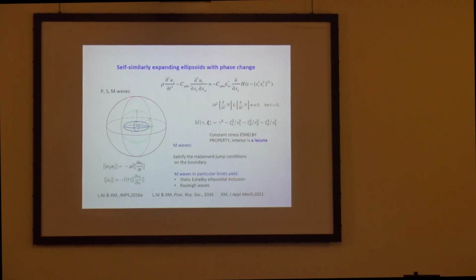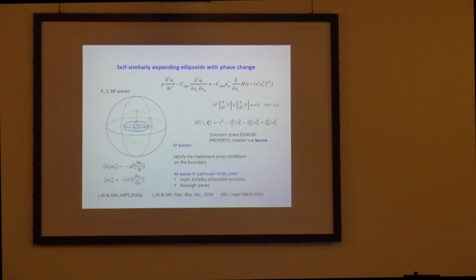This M operator induces an additional slowness surface to the P and S waves, and these are the M waves that have the ellipsoid surface as the degenerate wavefront. Now, the M waves are the ones that satisfy the Hadamard jump conditions on the expanding surface of the ellipsoid. L dot is the normal boundary velocity. The M waves, in particular limits, give the static Eshelby ellipsoidal solution.